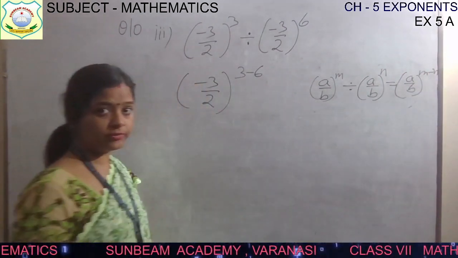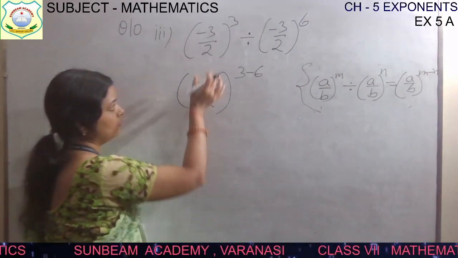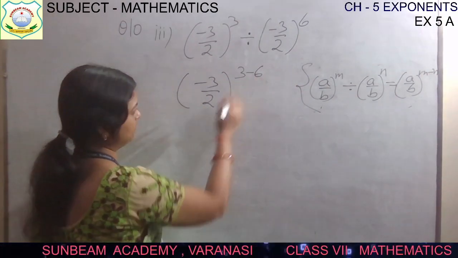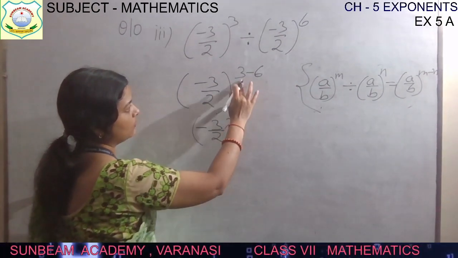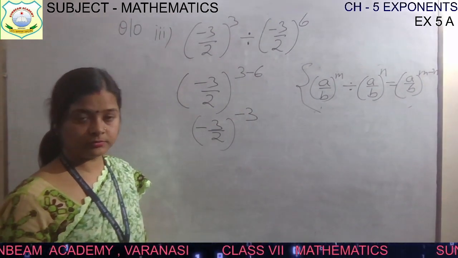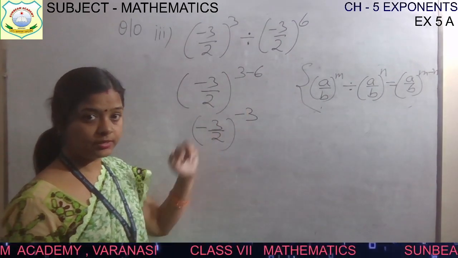This you will write, children. What is the reason? Because of this. Now, same rational number and we are dividing, so their power will be subtracted. Now next, 3 minus 3 by 2. 3 minus 6 is minus 3. Negative 3 will come. Okay. When you subtract 6 from 3, minus 3 will come.